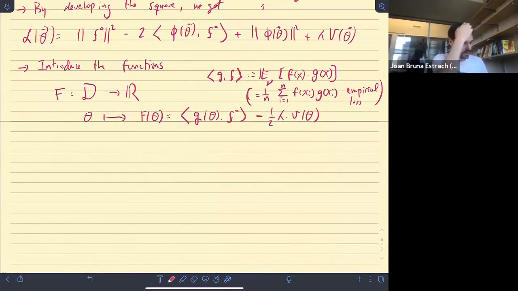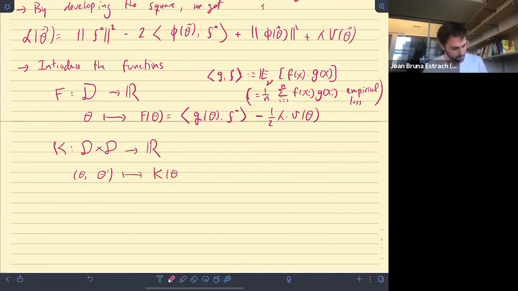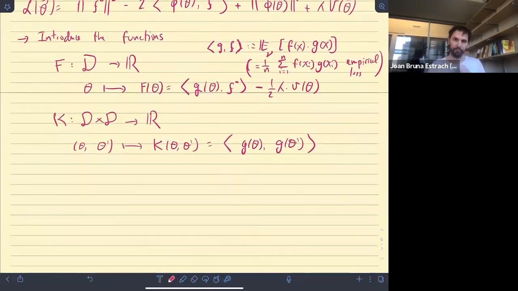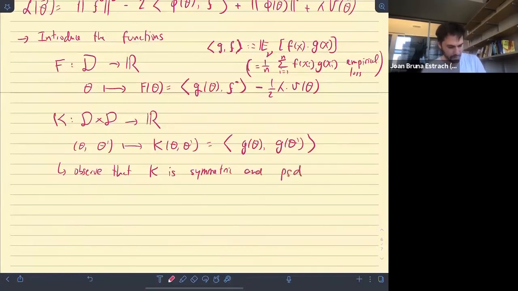So we have this function, and then we define another function k that goes from D times D, and it takes two parameters, theta, theta prime, and it maps it to just the correlation between g of theta and g of theta prime. Observe that k is symmetric, of course, and PSD, because it's a dot product. So it's positive semi-definite.